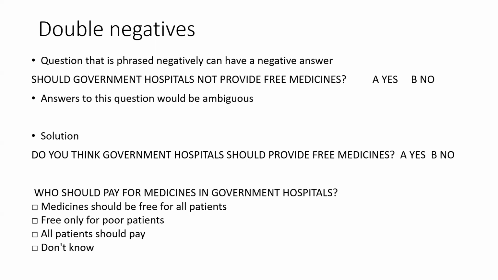Another thing to be avoided is double negatives. Now, this again is a very extreme example, but should government hospitals not provide free medicines? This is very ambiguous and is tricky for the respondent. So you frame it in a simple fashion. Do you think government hospitals should provide free medicines? Or a better fashion would be, who should pay for medicines in government hospitals, and give possible responses from which the respondent can choose. But never put double negatives in your question.